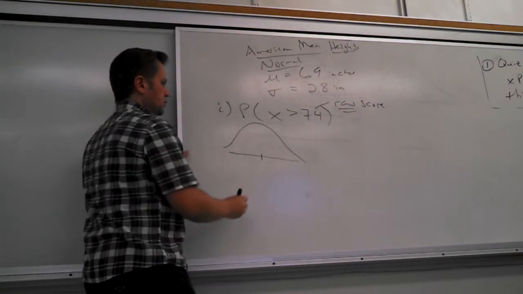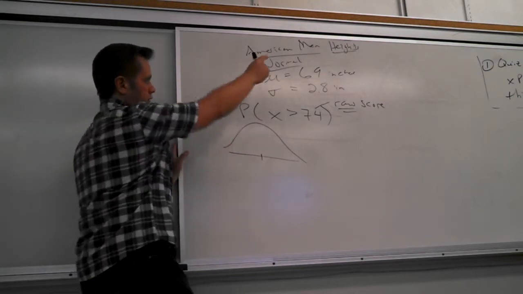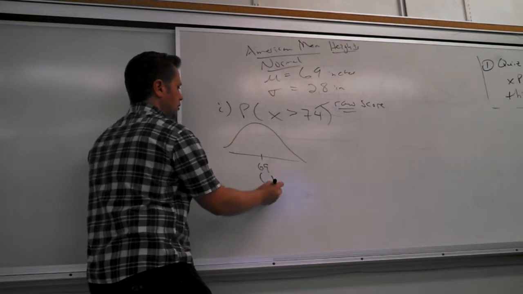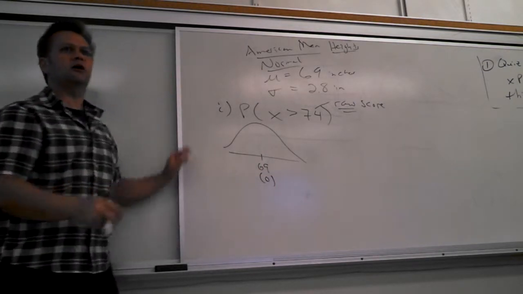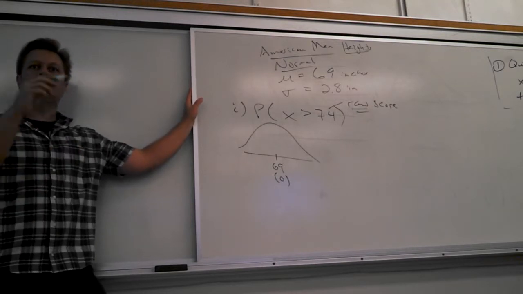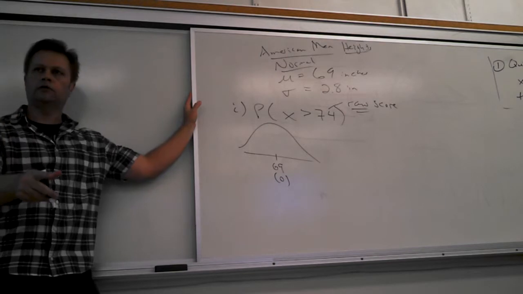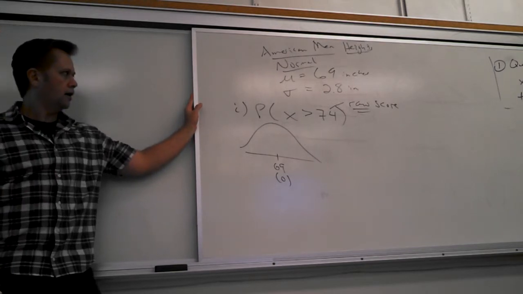What goes right in the middle of this picture? There you go, 69. The mean is 69. Now, underneath that, I'm going to put in parentheses 0. When I learned this, my teacher made us draw two separate pictures, and I'm like, but dude, it's the same picture. Do it. All right, sure.